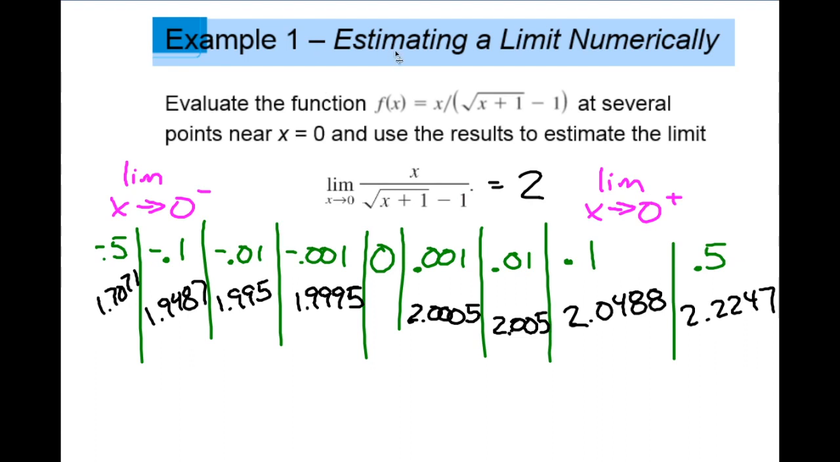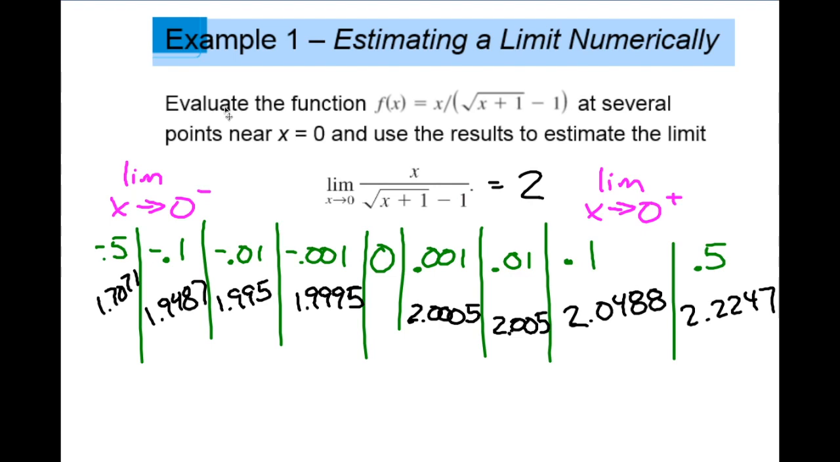It says estimating the limit numerically. So here's our function: f of x is equal to x divided by the square root of x plus 1, minus 1, at several points near x equal to 0. Use the results to estimate the limit. So we want to find the limit of our function as x approaches 0. If we could, we would love to just plug 0 in, but that's not going to help us. It's going to give us 0 divided by 1 minus 1, which is 0, so that wouldn't allow us to calculate the value.